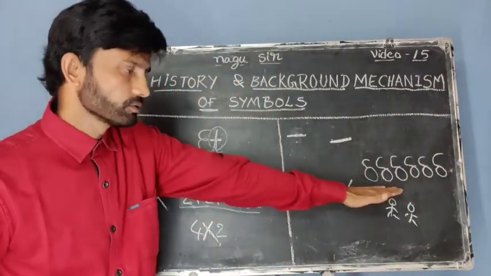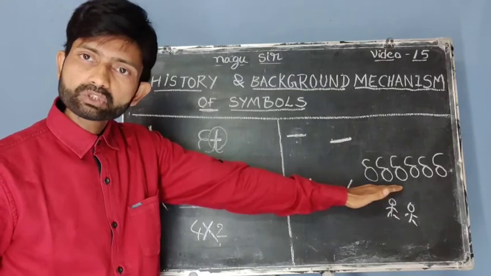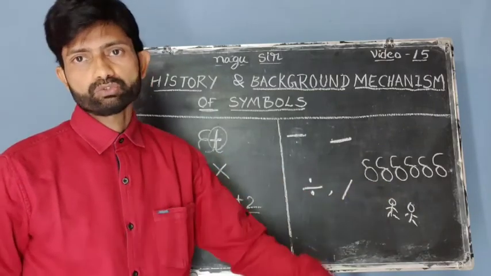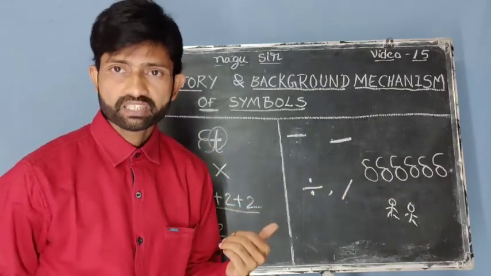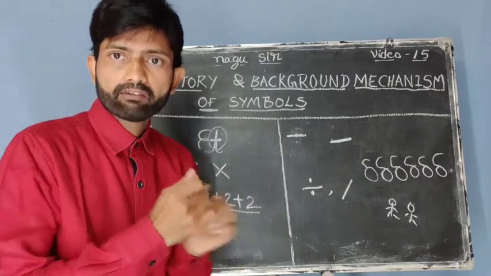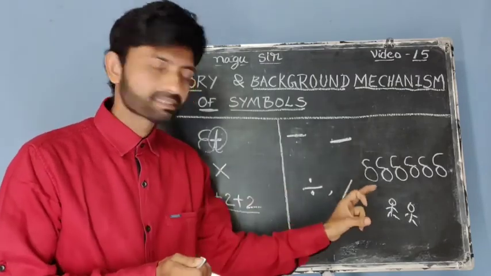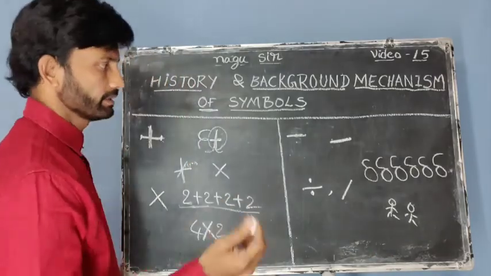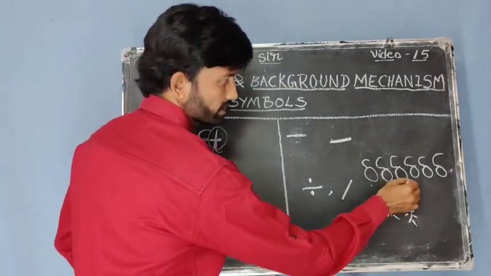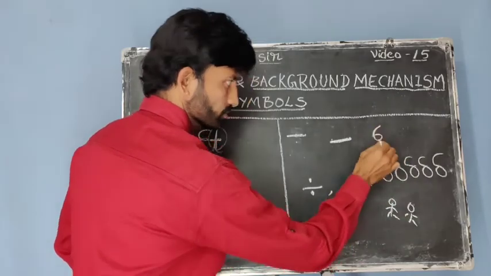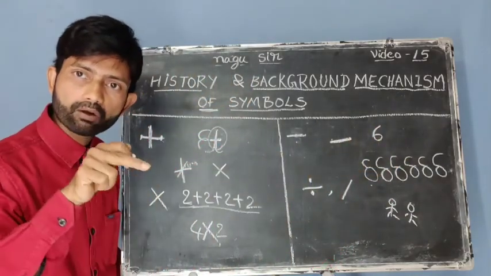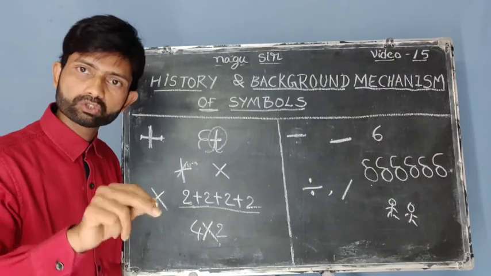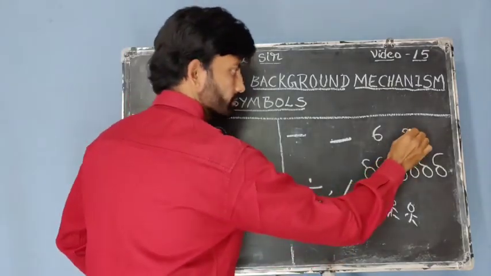Here I have 6 mangoes and I have to share these 6 mangoes with these 2 children. What shall I do first? Okay, first I want to represent this in number form: 1, 2, 3, 4, 5, 6. 6 mangoes I have, and I have to share these 6 mangoes with the 2 children.